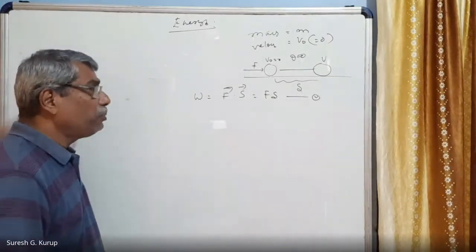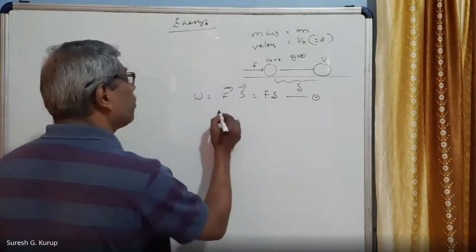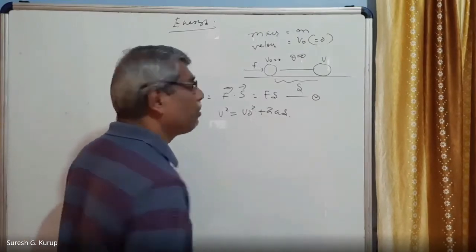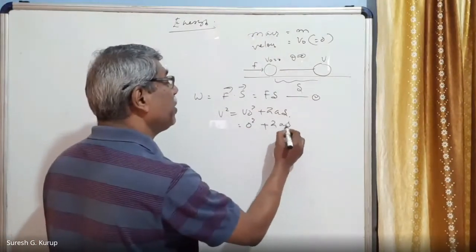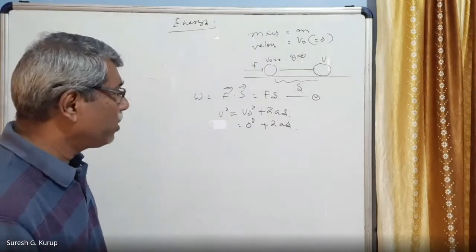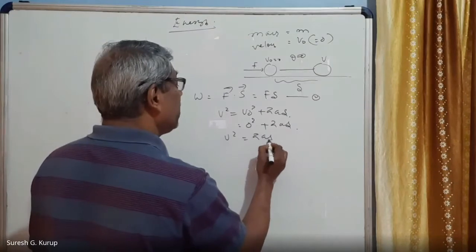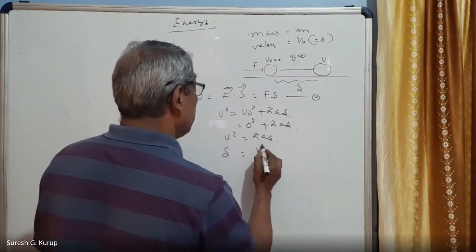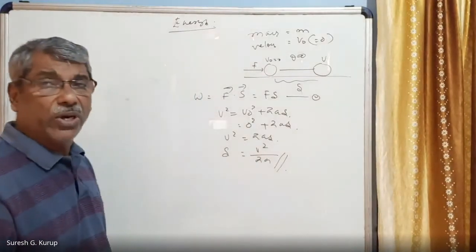Now, from the third equation of motion, we have v square is equal to v0 square plus 2as. But v0 is equal to 0, so v square is equal to 0 square plus 2a into s. Am I correct? This is the condition. Therefore v square is equal to 2as, and s is equal to v square divided by 2a.